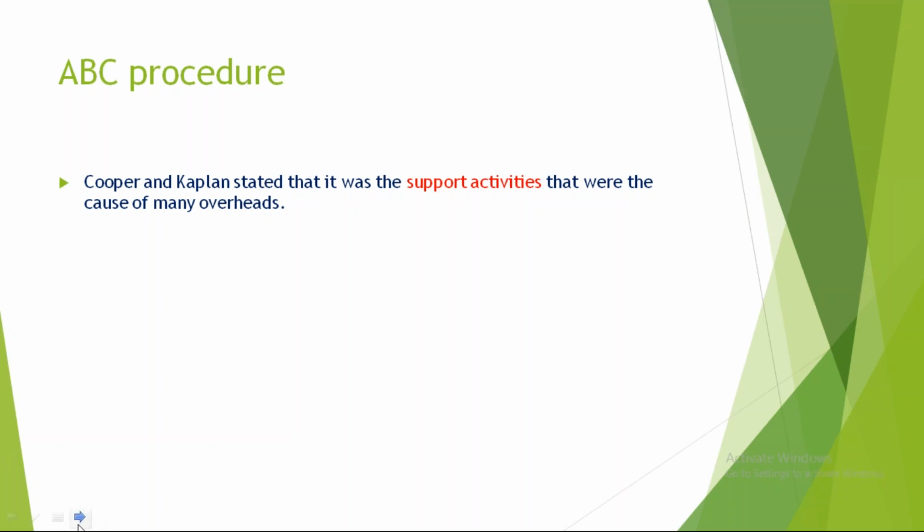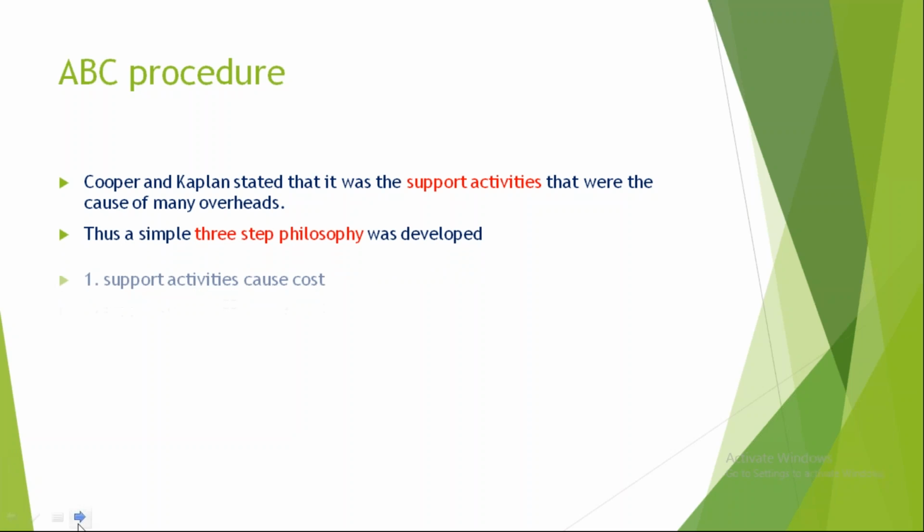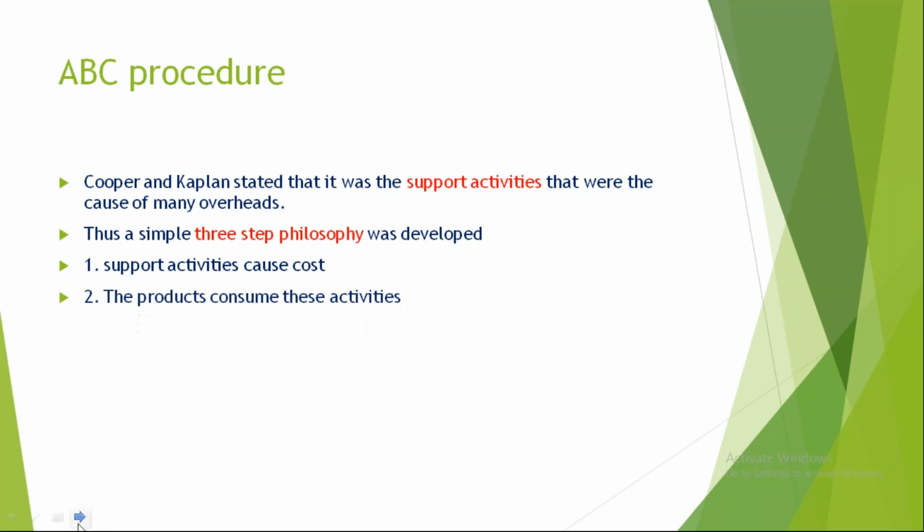These are where we have to look at the ABC procedure. So it goes on a simple three-step philosophy. Basically, the idea is support activities cost. Finance division, cost. HR division, cost. IT division, cost.